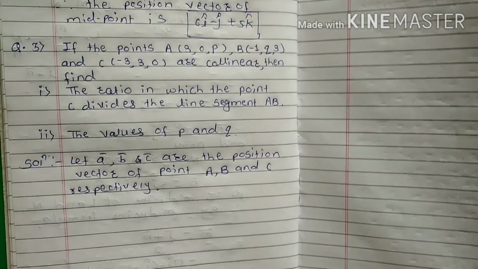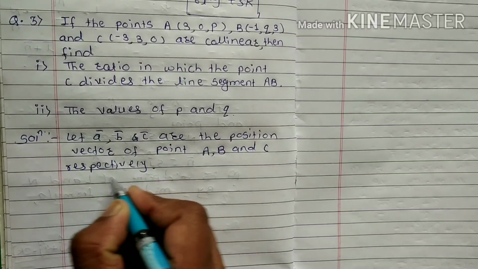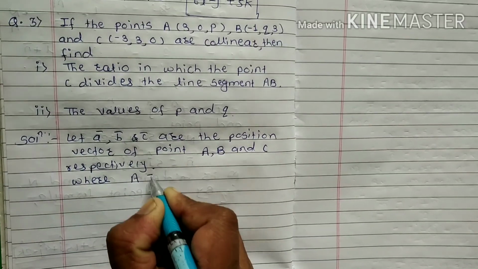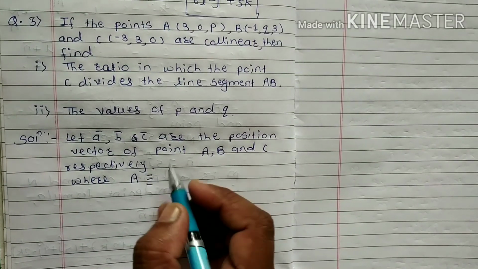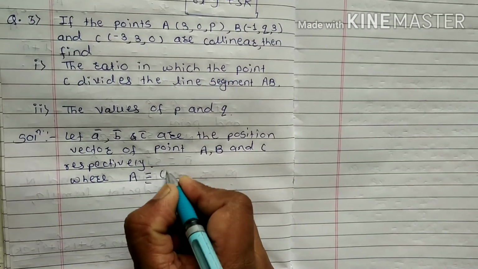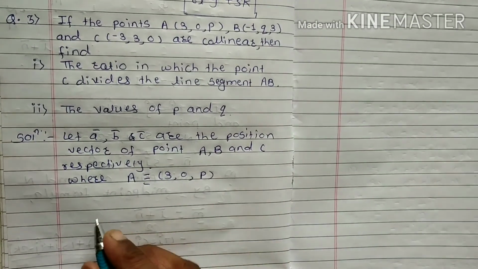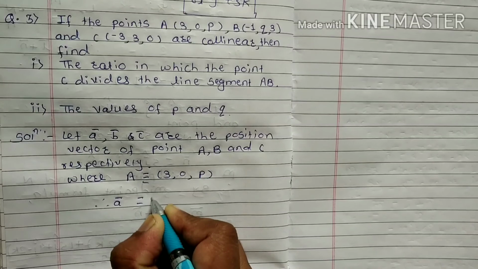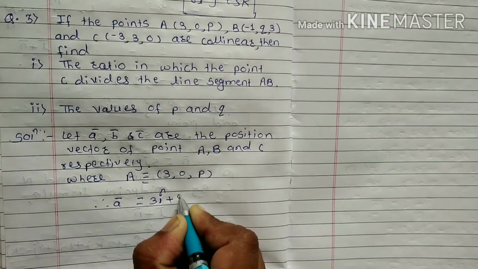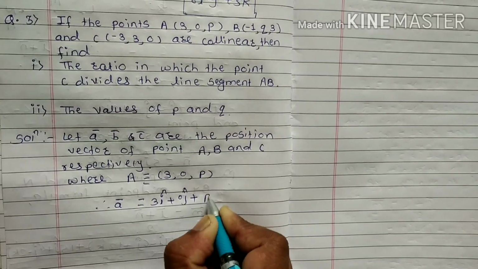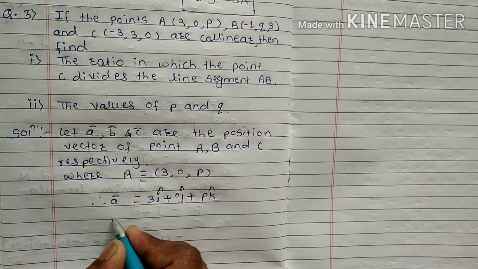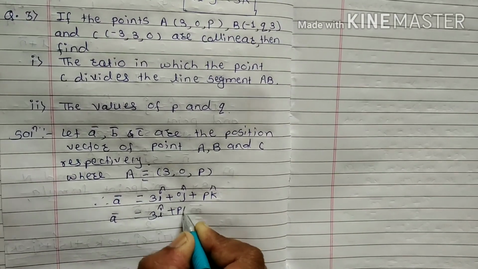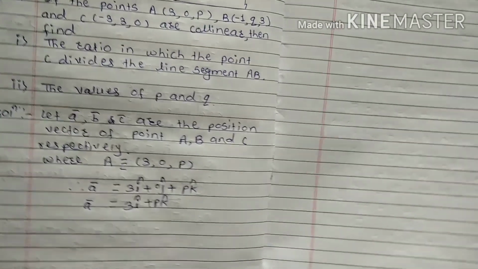And points A, B and C are also given. Here we know that the point A is equivalent to (3, 0, P). Then we write A bar, its position vector, is equal to 3 i cap plus 0 j cap plus P k cap. That is, we get the value of A bar is equal to 3 i cap plus P k cap, because the value of j cap is 0.